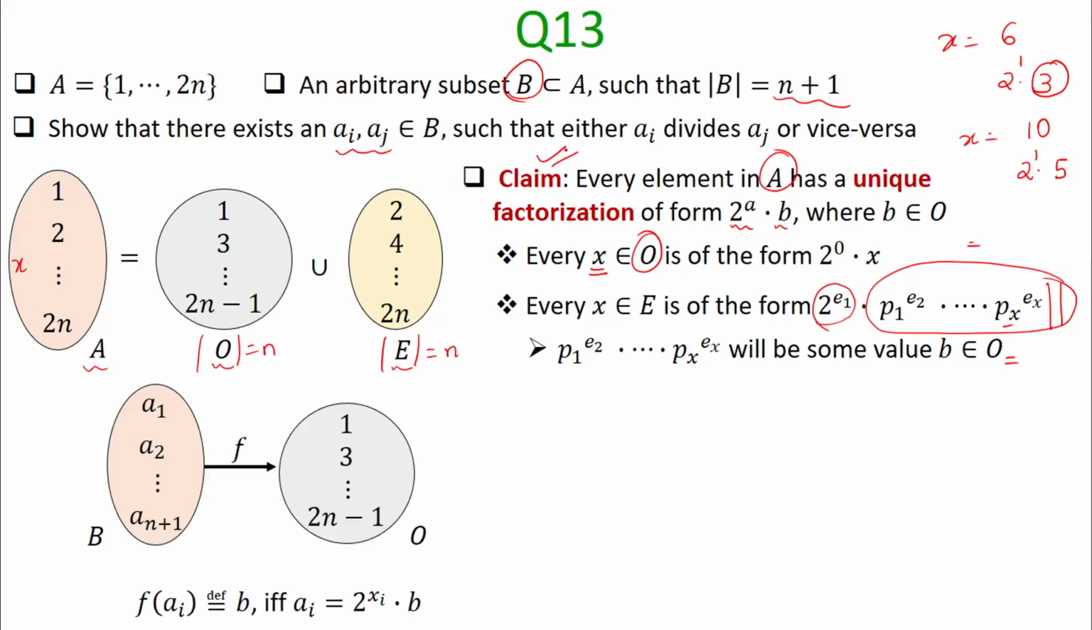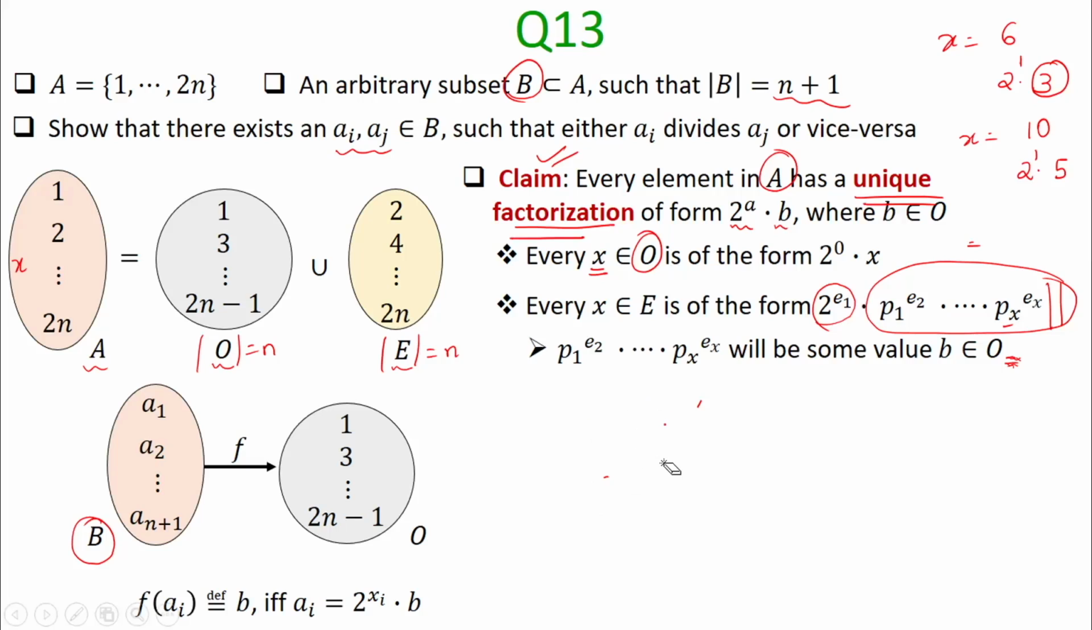Now based on this claim, I have to apply the pigeonhole principle. Let P be the arbitrary set of n plus 1 values that I have chosen, and I map those arbitrarily chosen values to the leftover value in its unique factorization that this claim guarantees, right? So a1 will be written in the form of some 2 power x1 into b1. So a1 will be mapped to this b1. a2 will be written in the form of some 2 power x2 into a leftover thing. That leftover thing is an odd number in the set capital O. So a2 will be mapped to b2 and so on. That's the mapping f here, right?